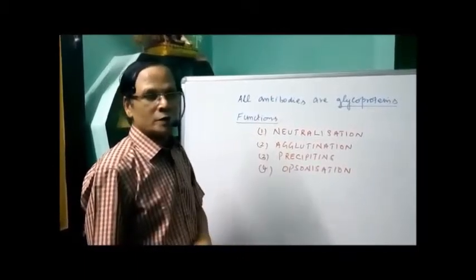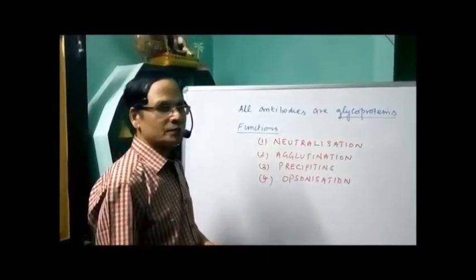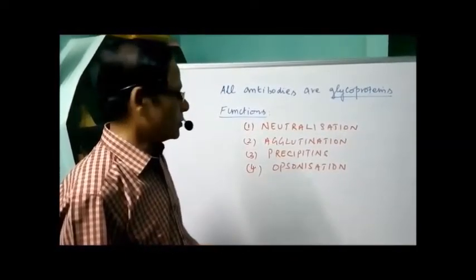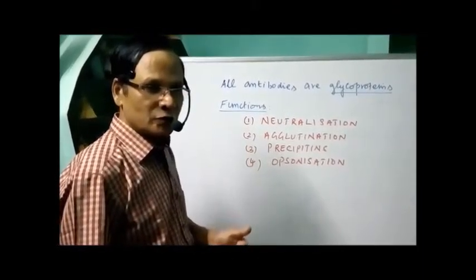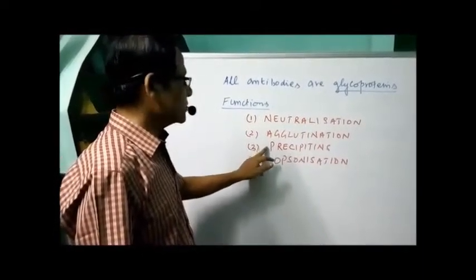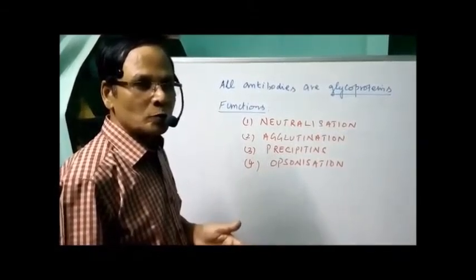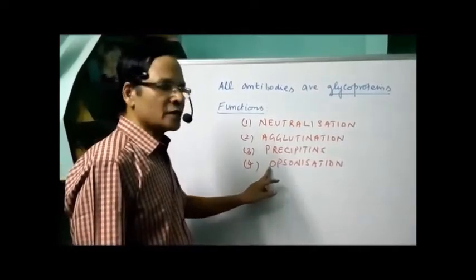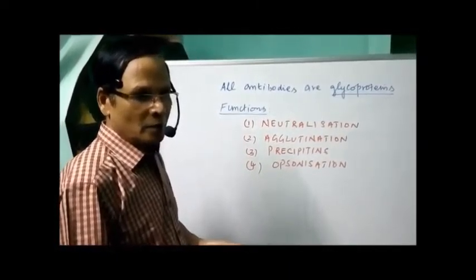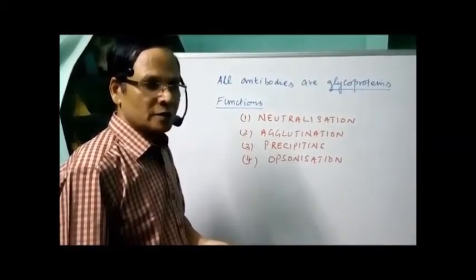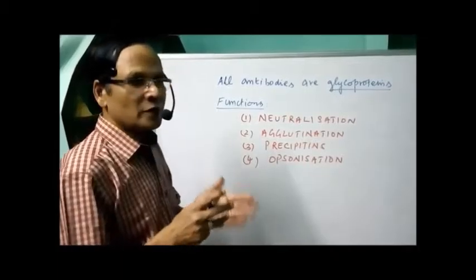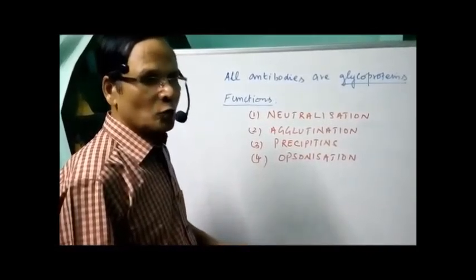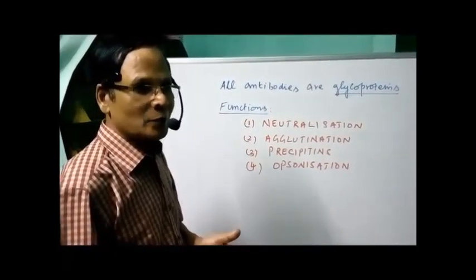Antibodies are glycoproteins. Now what are the functions of antibodies? They effect neutralization of toxins of bacterial origin; agglutination, the sticking together of bacterial cells; and precipitation of soluble antigens, like toxins. Opsonization means coating over, modifying the bacterium in such a way that it can be easily phagocytosed by the phagocytic cells. I want to discuss all these things in the next part, the interactions between antigen and antibody in detail.